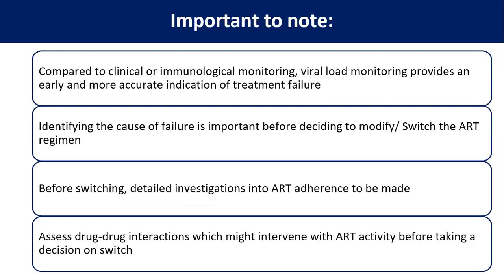So compared to clinical and/or immunological monitoring, viral load monitoring provides an early and more accurate indication of treatment failure. And identifying the cause of failure is important before deciding to modify or switch the ART regimen. Before switching, a detailed investigation into ART adherence should be made, and drug-drug interactions which might interfere with ART activity should be assessed before taking a decision on switch. These are repetitions only, to show us that these are very important aspects before switching a patient to second line or third line ART.